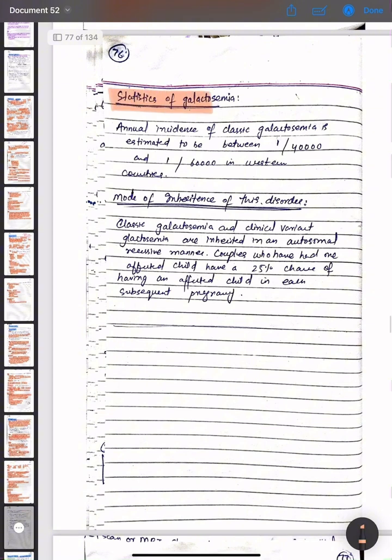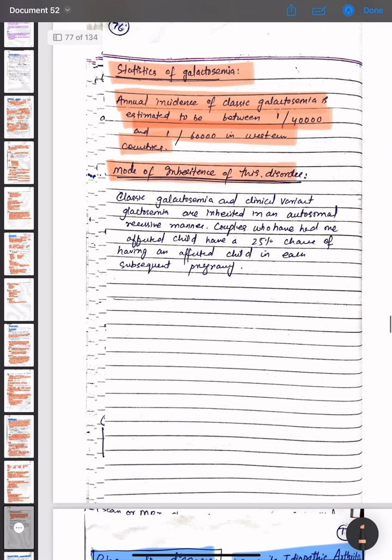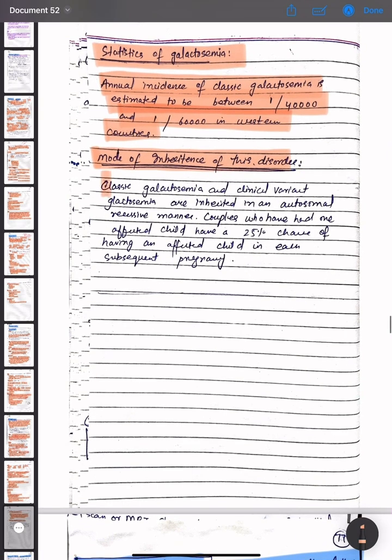Then the statistics of galactosemia: the annual incidence of classic galactosemia is estimated to be between 1 in 40,000 and 1 in 60,000 in Western countries. Classic galactosemia and clinical variant galactosemia are inherited in an autosomal recessive manner. Couples who have had one affected child have a 25% chance of having an affected child in each subsequent pregnancy. So this is the mode of inheritance of this disorder.